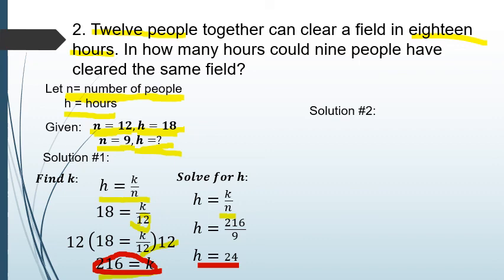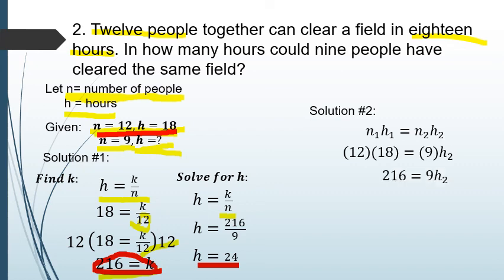So, gamitin natin yung second solution, yung proportion. We have n sub 1 times h of 1 equals n sub 2 times h of 2. So, palitan natin ang n sub 1 and h of 1 ng 12 and 18. So, we have 12 times 18 equals 9 h of 2. So we have 12 times 18, it's 216. 216 equals 9 times h of 2.